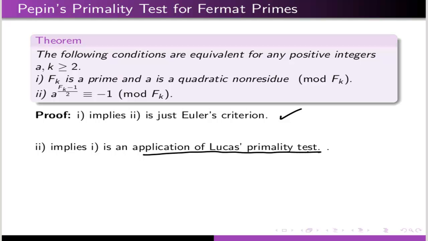So how did the Lucas test work? We first have to calculate a to the F_k minus 1. Well, part 2 tells us that a to the F_k minus 1 power is negative 1 squared, which is plus 1. So we have the relationship of Fermat's little theorem holding, and then you want to look at any proper divisor of F_k minus 1.